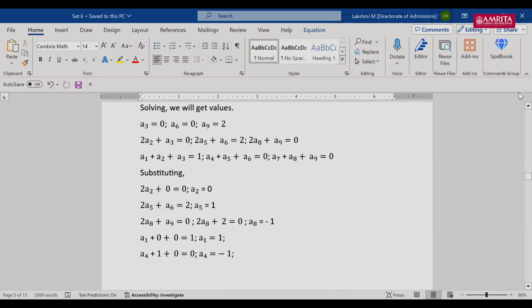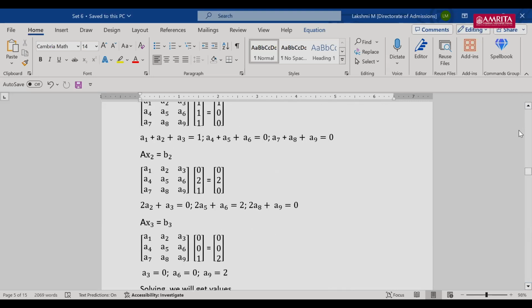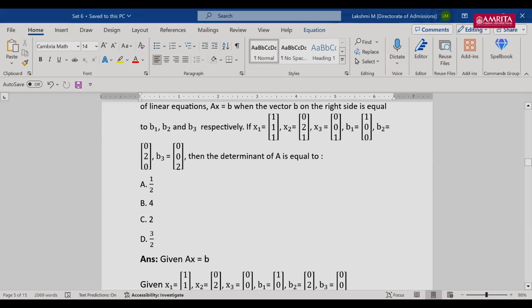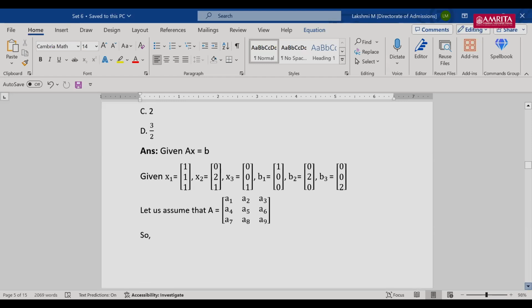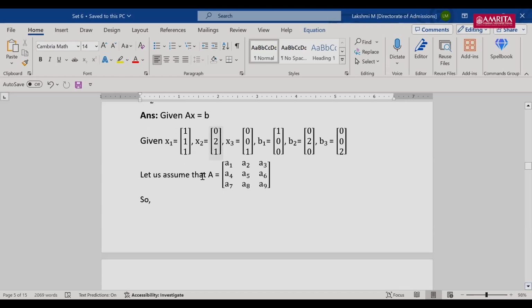Very simple. Oh, I'm so sorry. A very simple direct question. So given that Ax equal to B, I've just written x1, x2, x3, b1, b2, b3. So we know A, it's 3 by 3. So I've just assumed the terms according to their position. It's like 1, 2, 3, 4, 5, 6, 7, 8, 9. So it's A1, A2, A3, A4, A5, A6, A7, A8, A9.